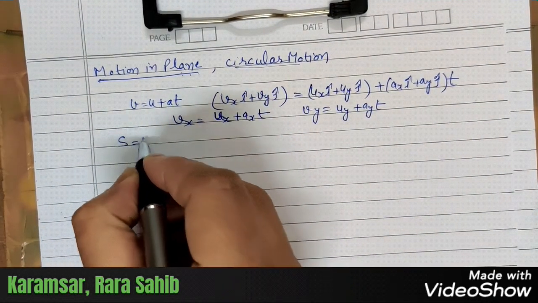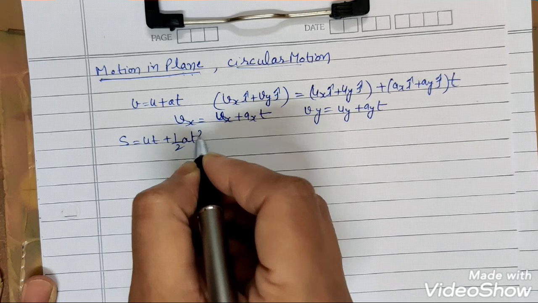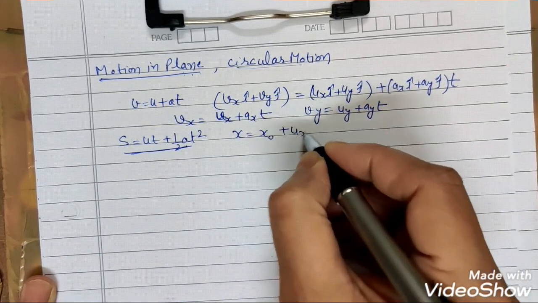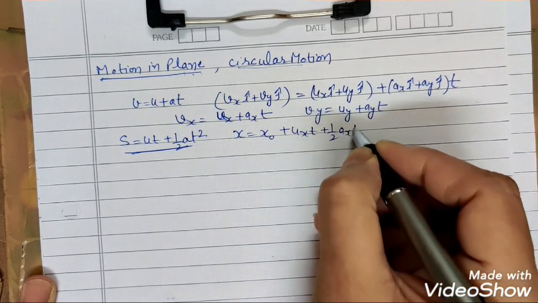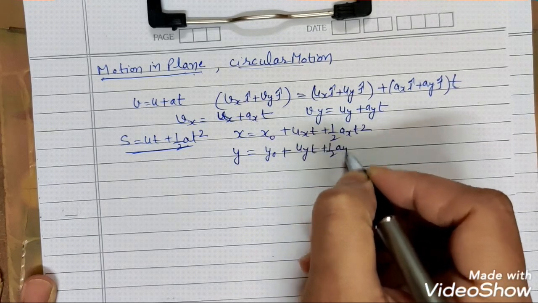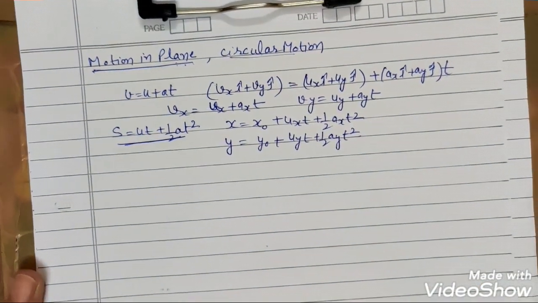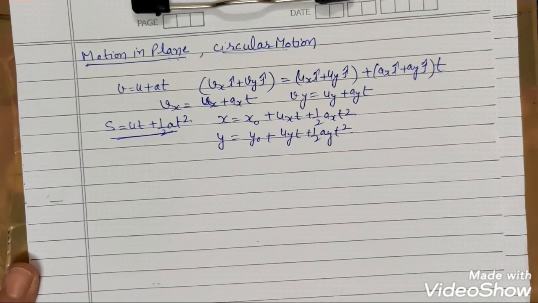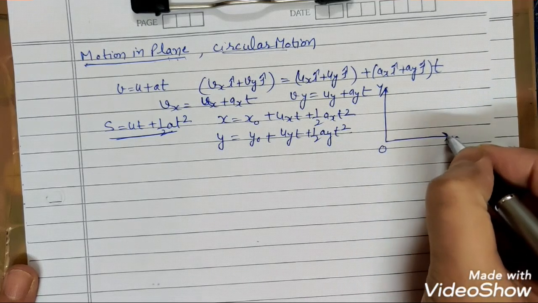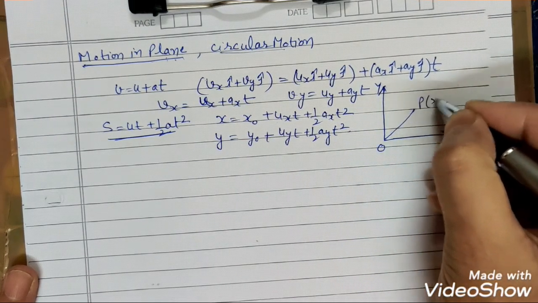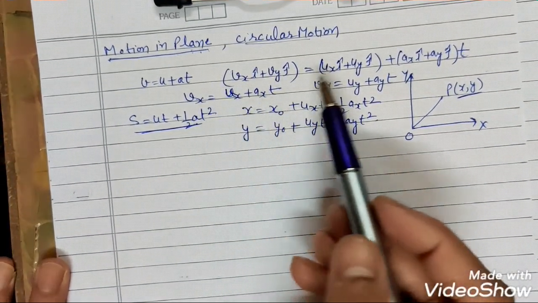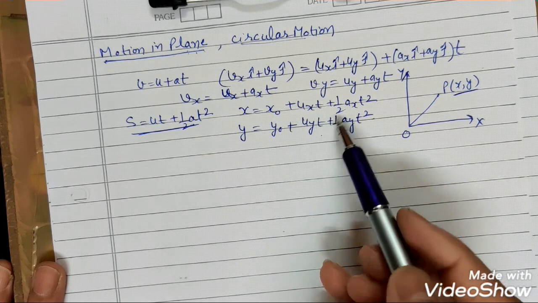Similarly, for the displacement equation s = ut + half at square, we have two terms. Along the horizontal, this term is x = uxt + half axt square, and along the vertical, y = uyt + half ayt square. So for two-dimensional motion, we use these equations and a two-coordinate system, let's say Cartesian coordinates x and y. When we describe the position, we need the two coordinates x and y, and the equations of motion are also expressed in two coordinates.